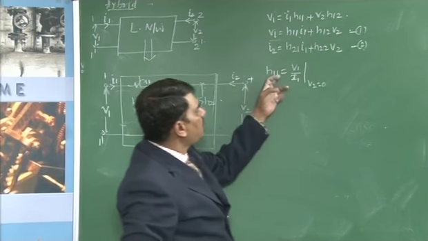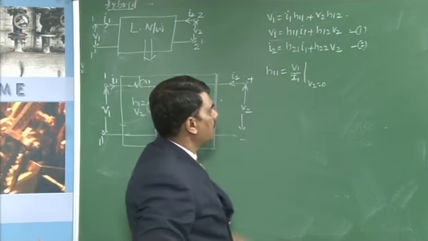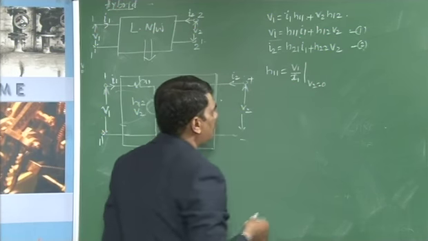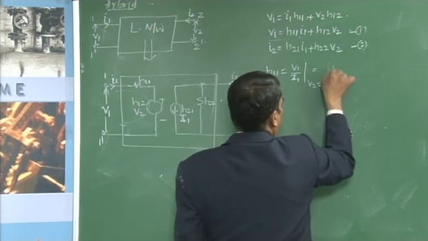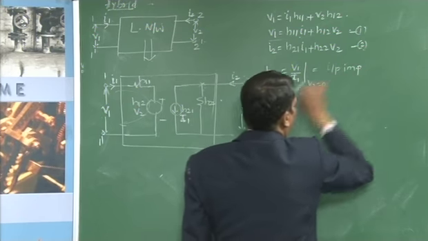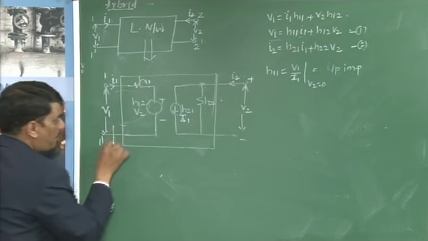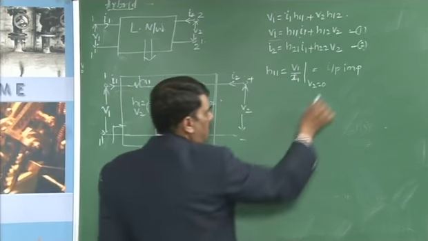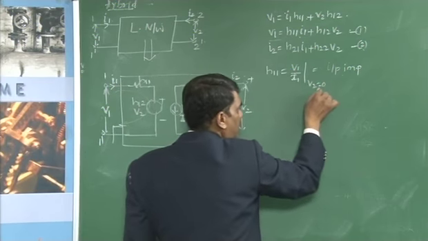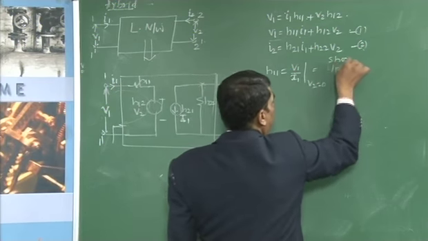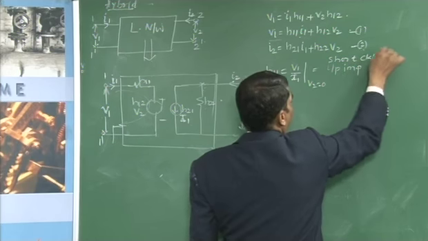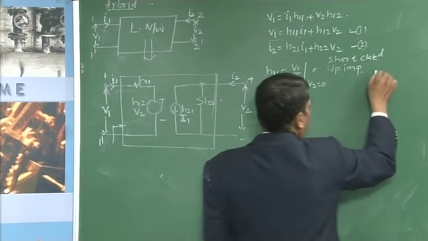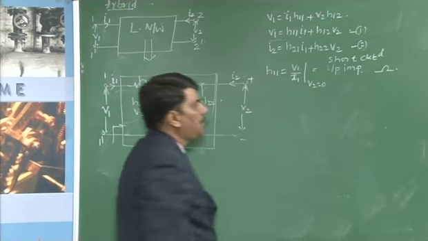we define H11 is equal to V1 by I1, which is nothing but the input impedance, because you are looking into the input terminals of a 2-port network. Here V2 is 0, therefore it is known as the short circuited input impedance. Its value is measured in ohms.